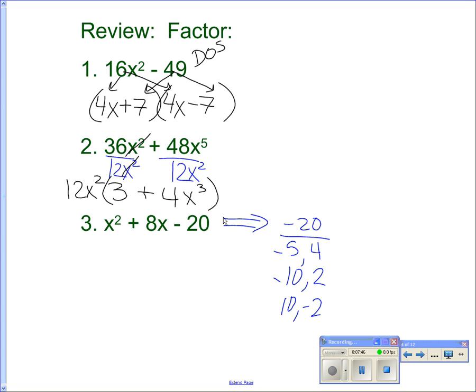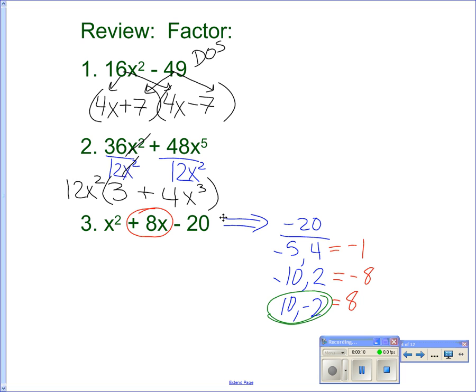All right, remember the next step is to add. What's negative 5 plus 4? What's negative 10 plus 2? And what's 10 plus negative 2? Okay. I want the combination that gives me positive 8. So I've got 10 and negative 2.